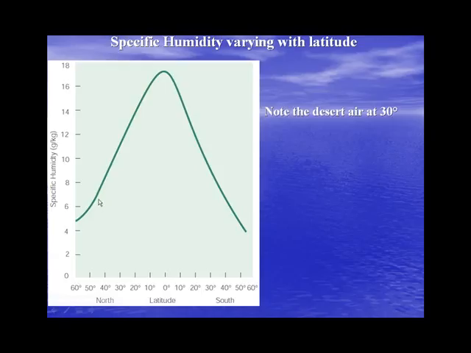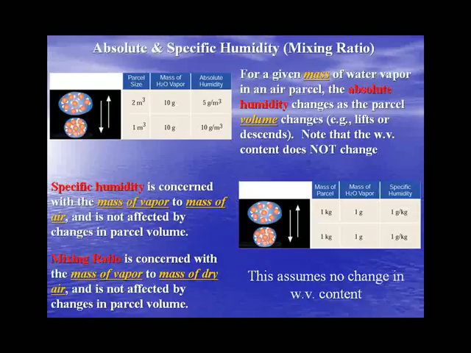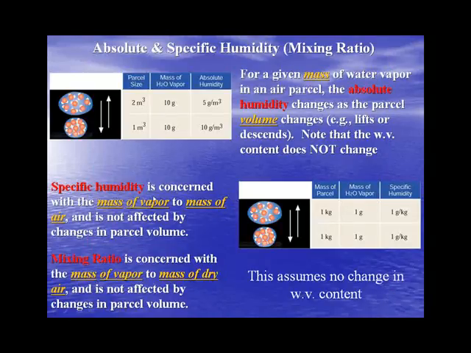So if we look in our area, typically about 40 degrees, on average we have about 7 grams per kilogram. And again, I should remind you what specific humidity is. Specific humidity is the mass of water vapor compared to the mass of air, both dry and moist. So we're taking the ratio, how much of the mass is water vapor compared to the mass of the entire air parcel.